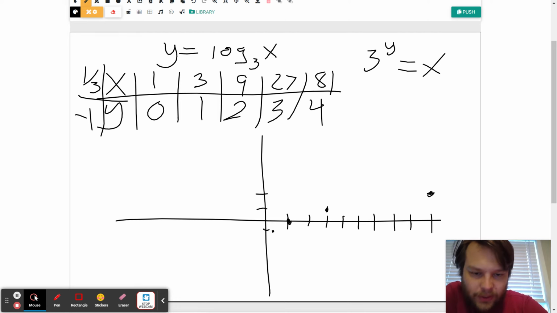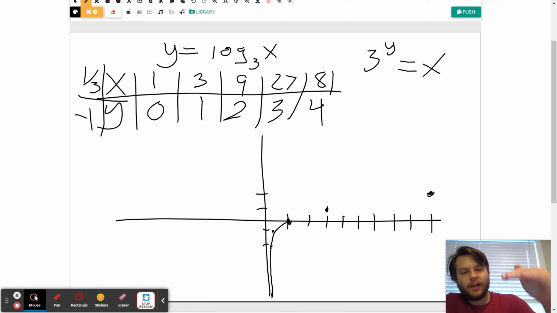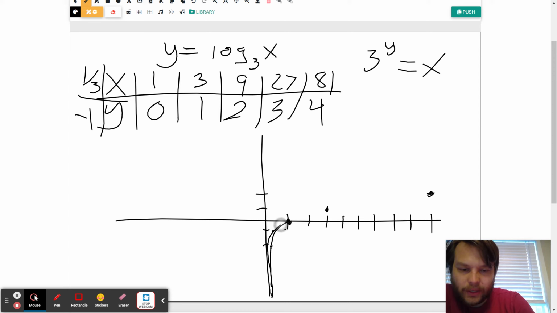y equals -1. If I divide by 3 again, I'm at x equals 1/9, and now I'm at y equals -2. This is where that asymptote comes in. Rather than it being a horizontal asymptote, it's a vertical asymptote. Rather than it going to y equals 0 as your x's go left, this goes towards x equals 0 as your y's go down. And so this is your logarithmic graph.